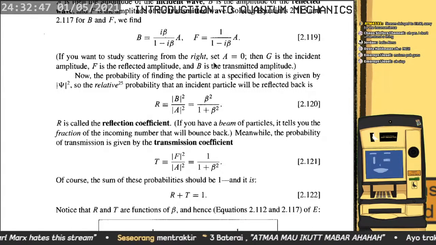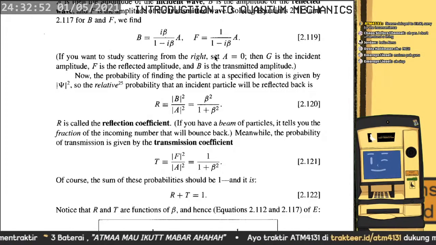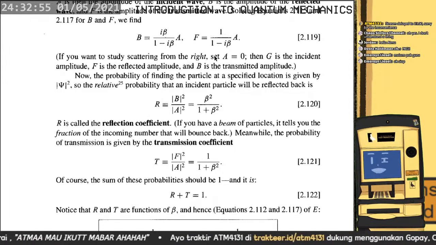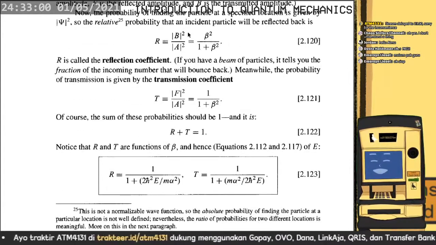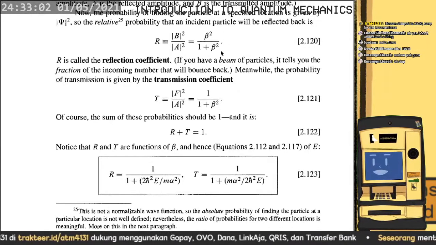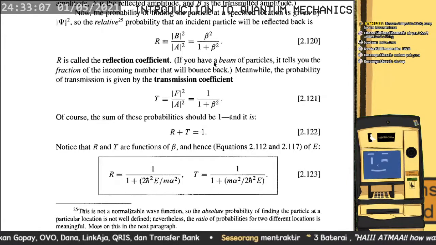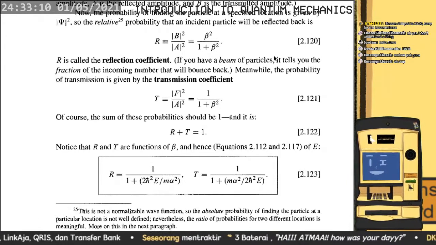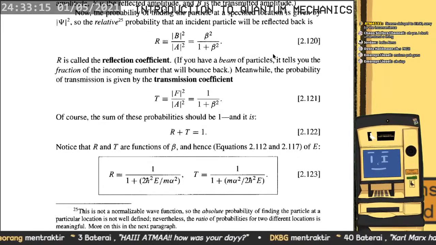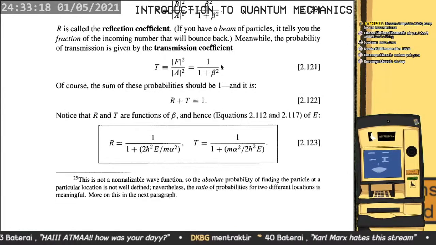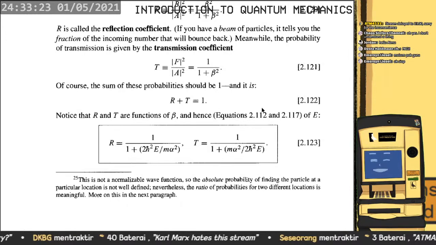Now, the probability of finding the particle at a specified location is given by the magnitude of C, so the relative probability that an incident particle will be reflected is another equation. R is called the reflection coefficient. If you have a beam of particles, it tells you the fraction of the incoming number that will bounce back. Meanwhile, the probability of transmission is given by the transmission coefficient. Of course, the sum of these probabilities shall be 1, and it is R plus T is 1.